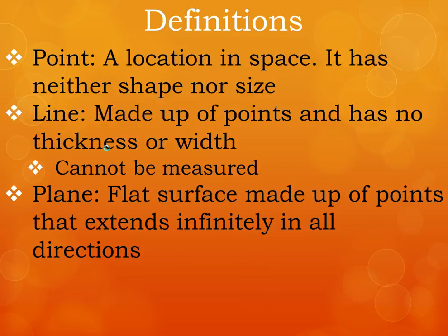Now, a line is made up of a whole bunch of points, an infinite number of points. It has neither thickness nor width. It cannot be measured because a line goes on forever in both directions. It is one-dimensional, whereas a plane is two-dimensional.